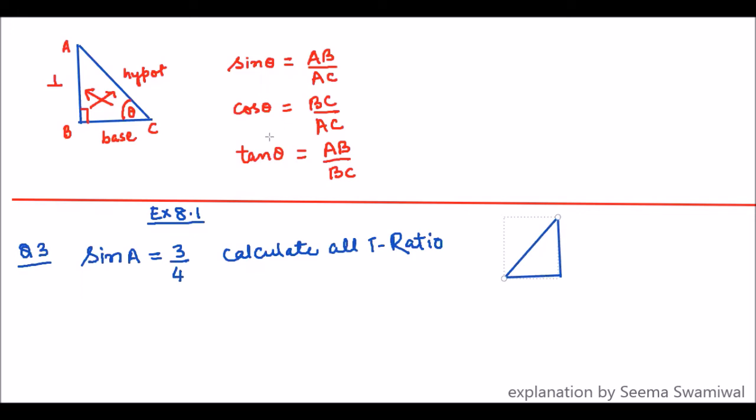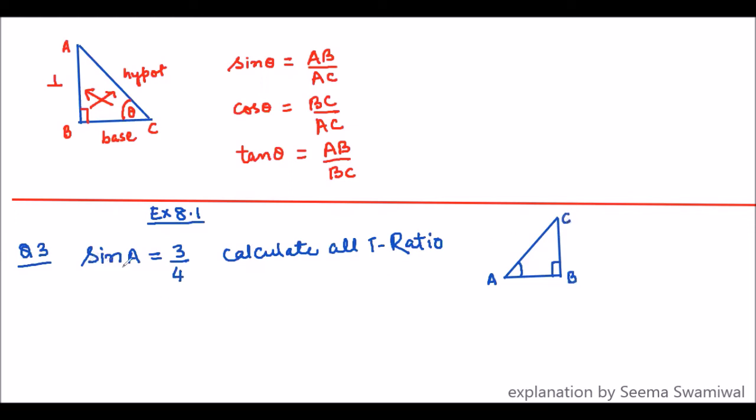Since we always take an acute angle, and here it is written sine A, that means the acute angle you are considering should be named A. That's why I am naming A here at the acute angle. And this will be 90 degrees. And these will be taken as B and C.